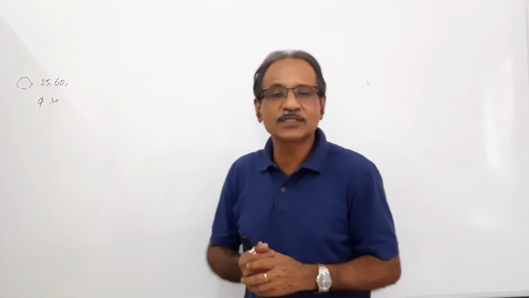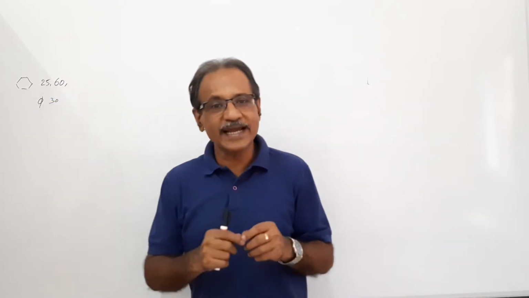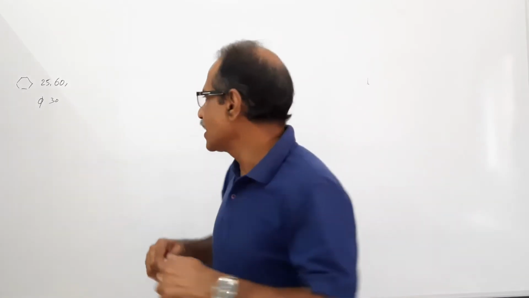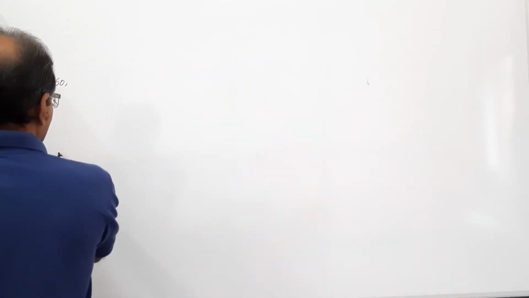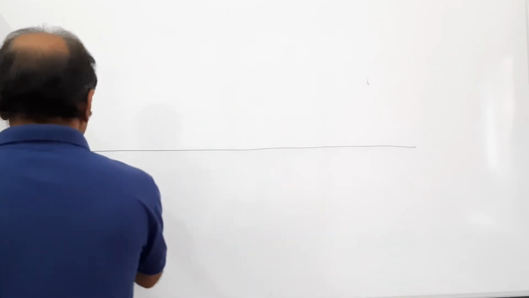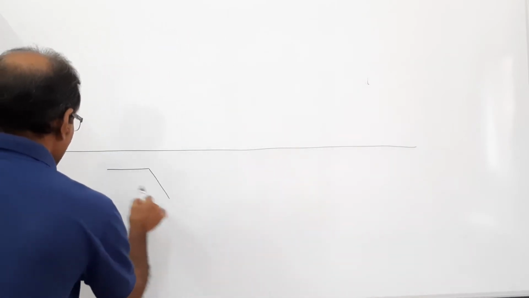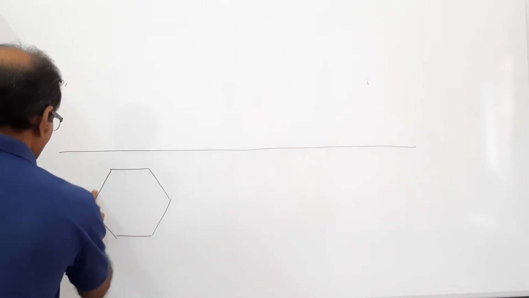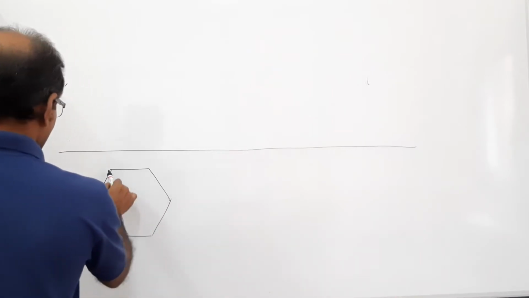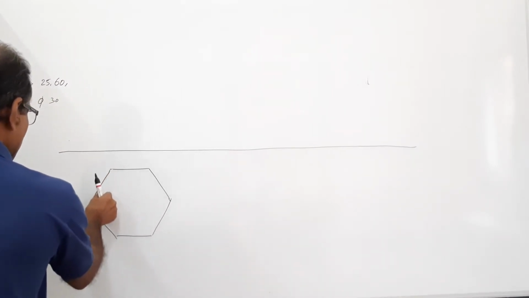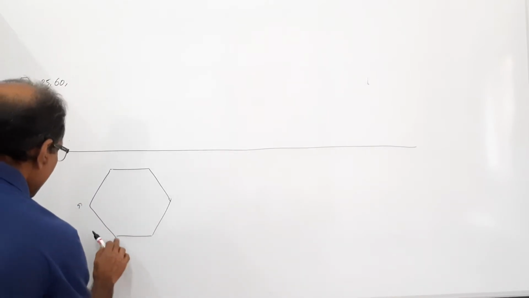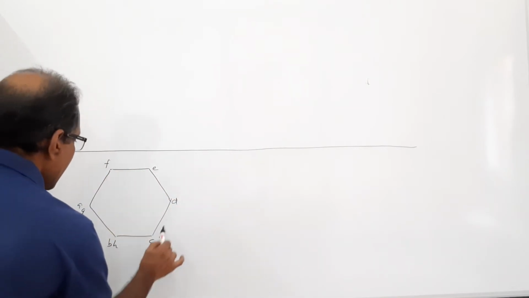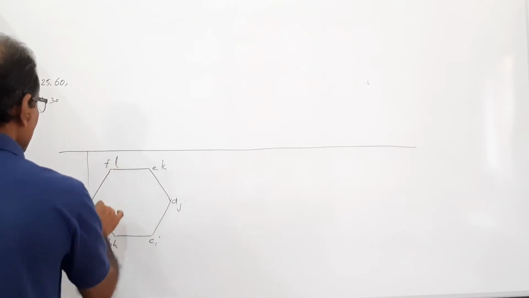Let us draw the hexagonal prism. The hexagonal prism is 25 mm side and 60 mm height, standing on its base on the ground with one side parallel to VP. Okay, let us draw the XY line first. XY line, then keep one side parallel to XY line, and draw the hexagonal prism. Agreed? I call this A, B, C, D, E, F, G, H, I, J, K, L. I draw the elevation.